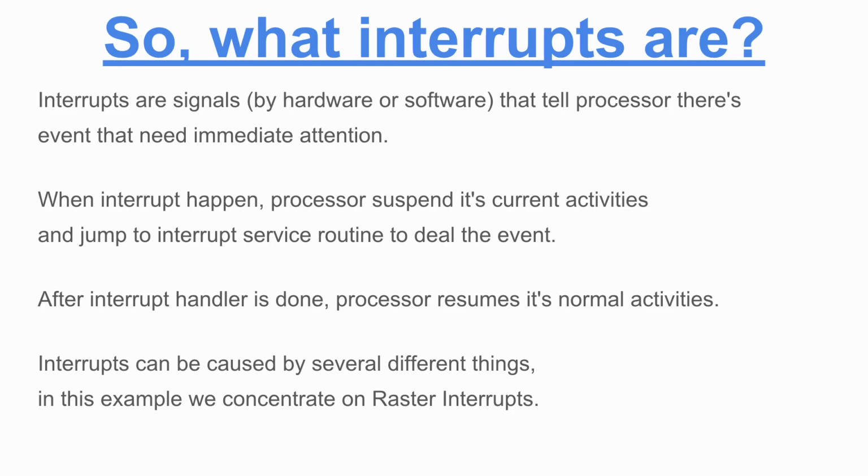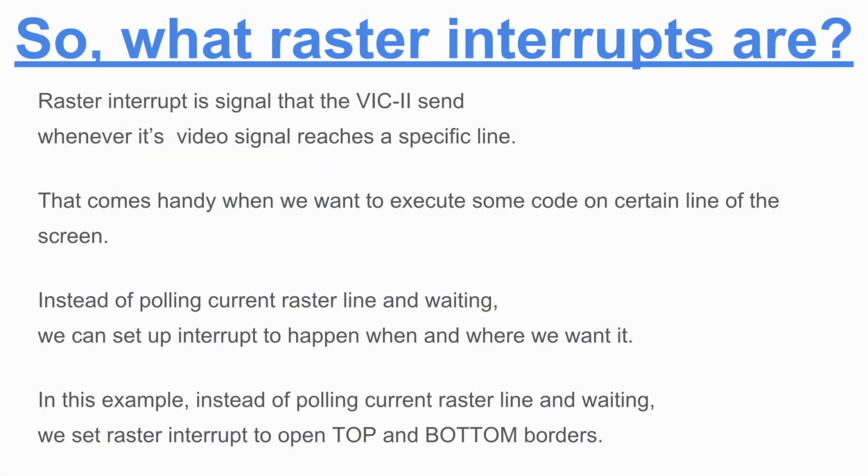Interrupts can be caused by several different things. In this example we concentrate on raster interrupts. So, what are raster interrupts? A raster interrupt is a signal that VIC2 sends whenever its video signal reaches a specific line. That comes in handy when we want to execute some code on a certain line of the screen.